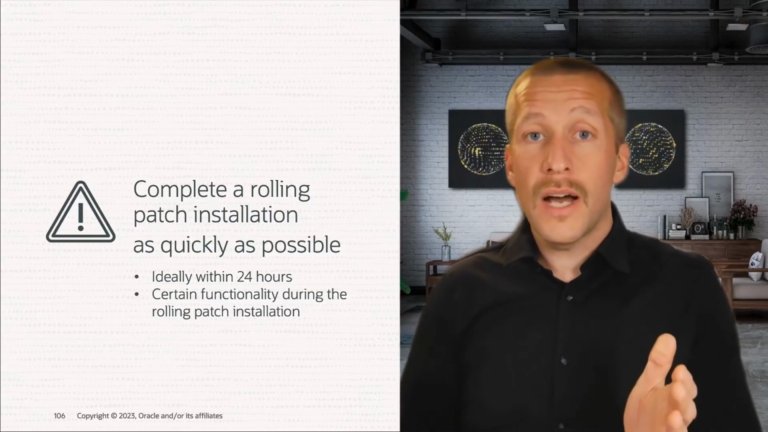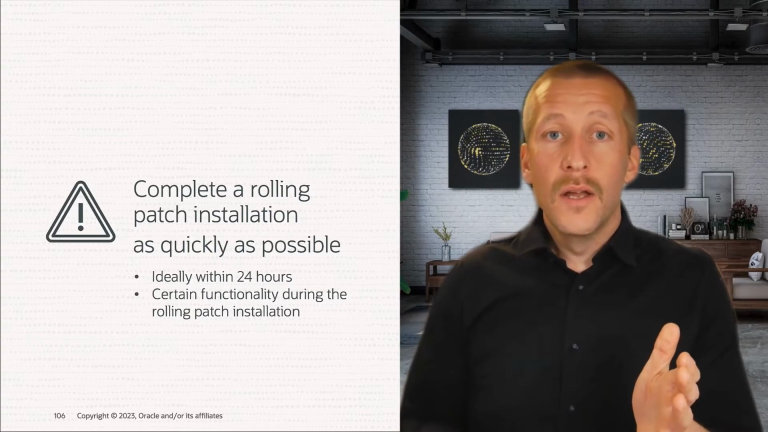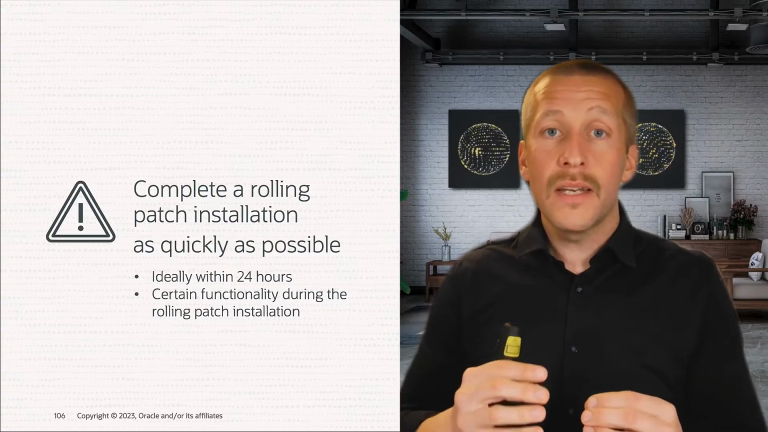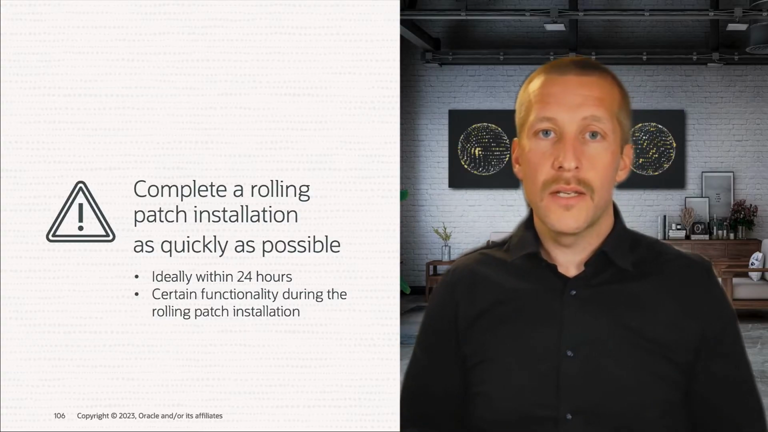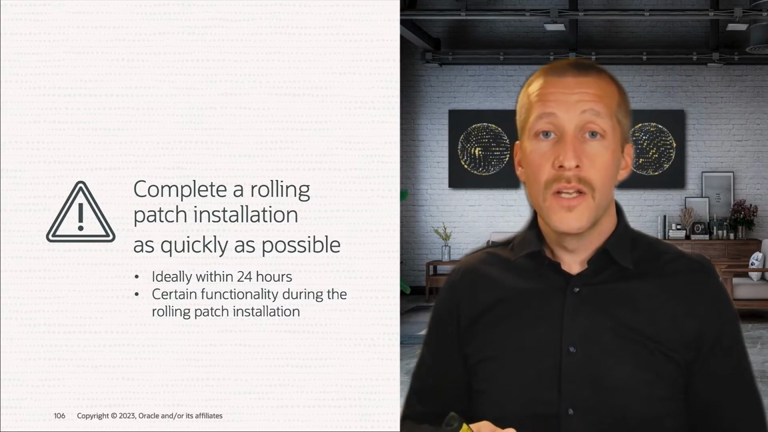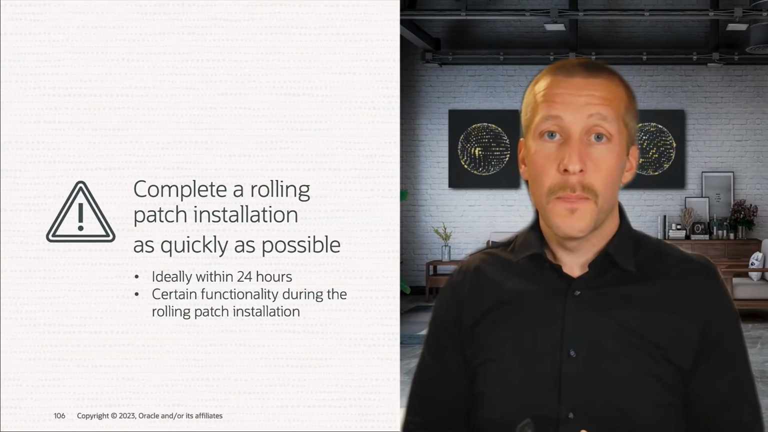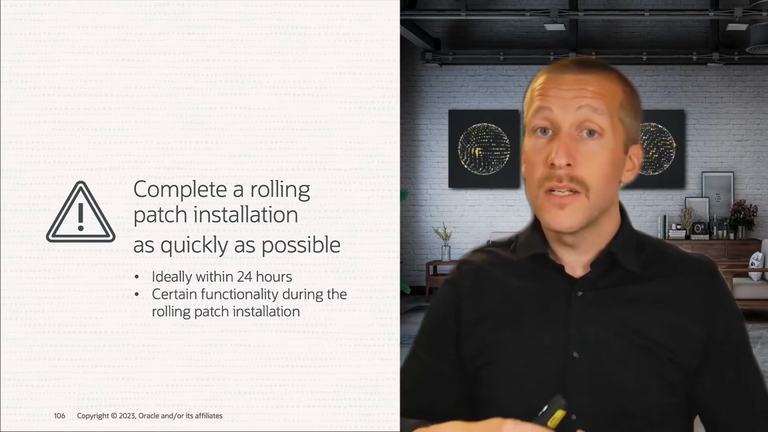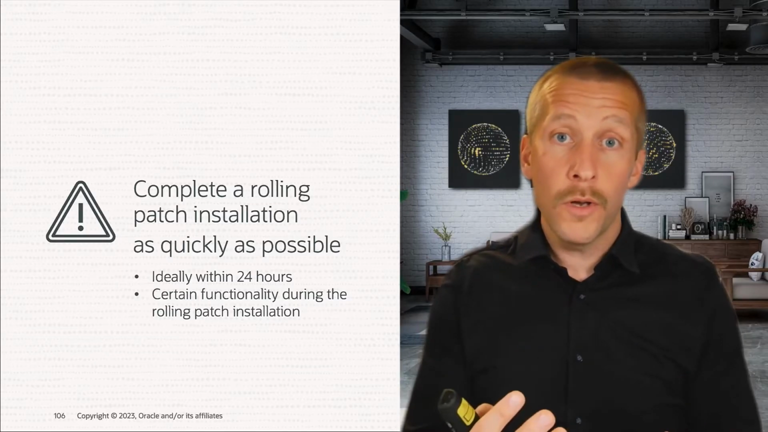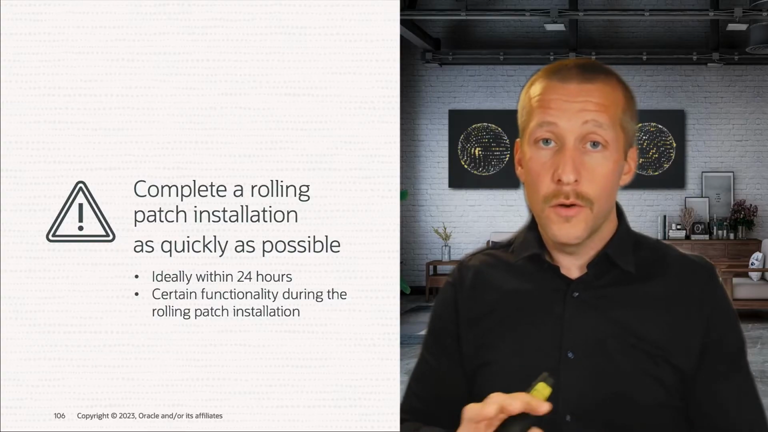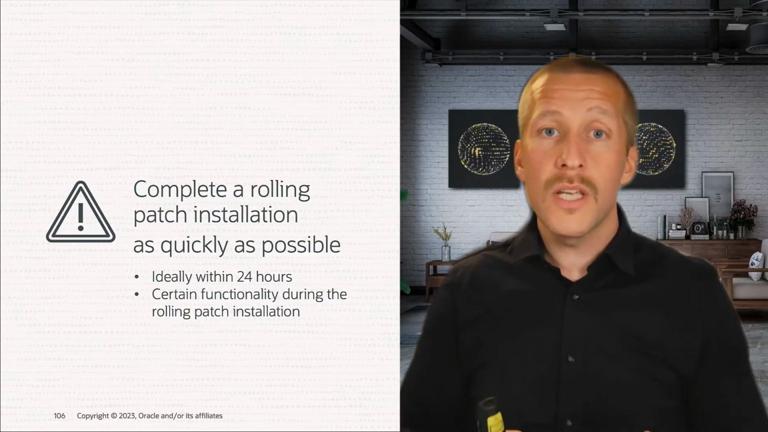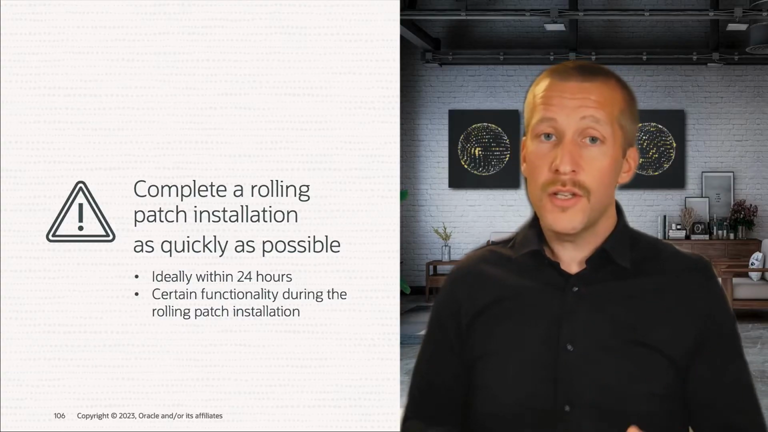As soon as you start a rolling patch apply, it is marked in the cluster that it is in a rolling patch state. In rolling patch state, some of the really cool functionality in the cluster is disabled. Being in rolling patch state is still a supported state. The database will work. Your users can connect, no problems there. But we do disable some of the cool functionality in the cluster. So finish as soon as possible.